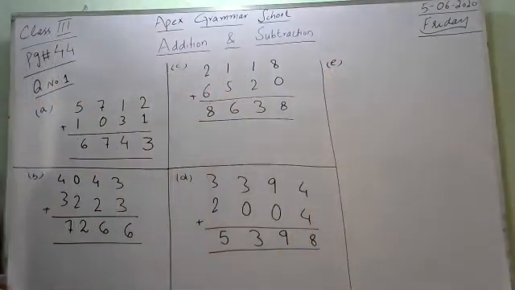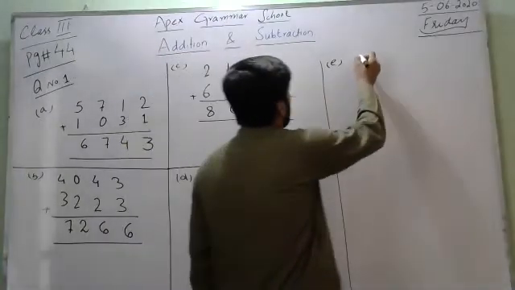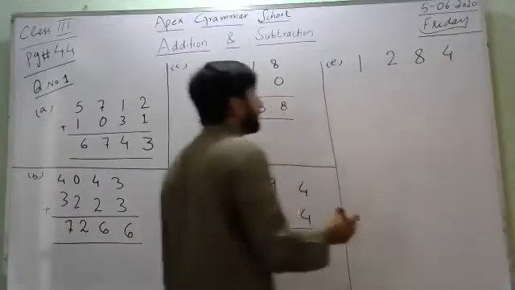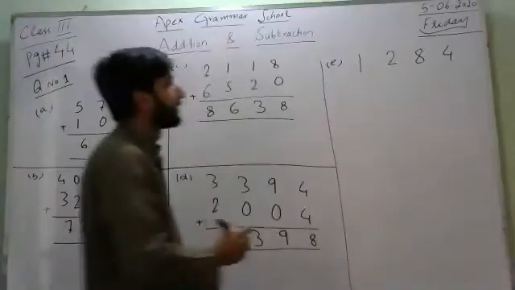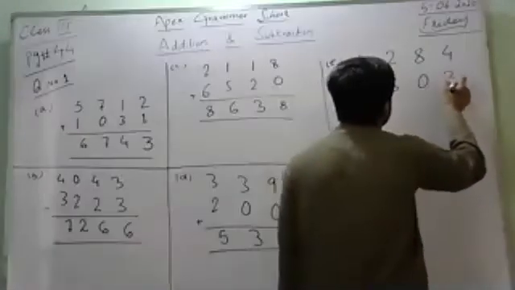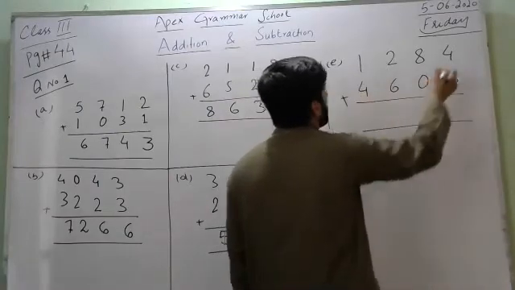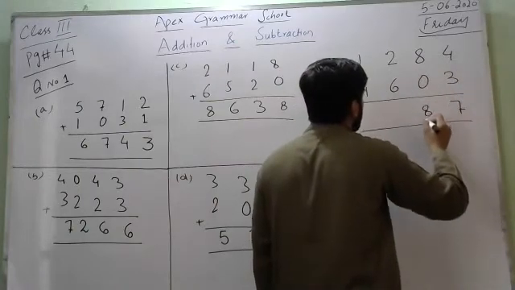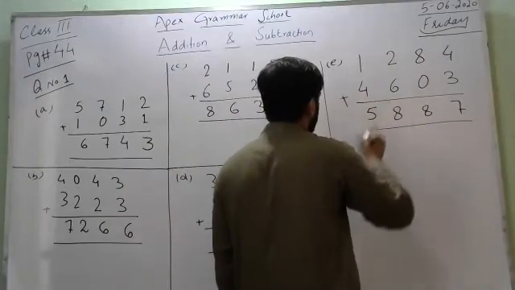E part, 1, 2, 8, 4. Next number is 4, 6, 0, 3. 4 plus 3, 7. 8 plus 0, 8. 6 plus 2, 8. And 1 plus 4, 5.